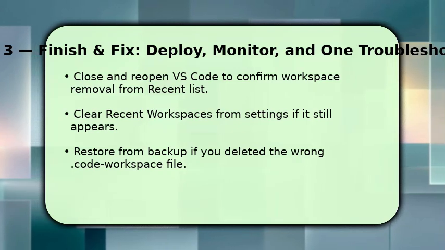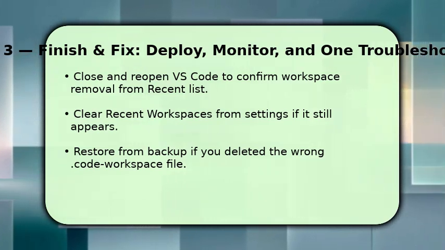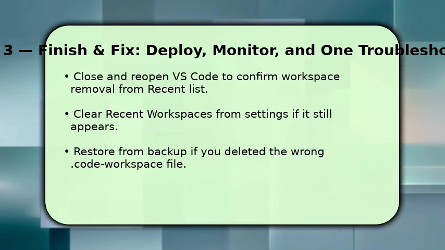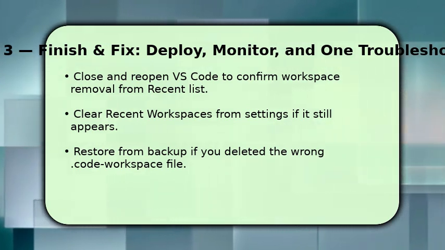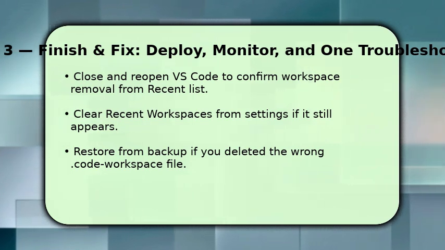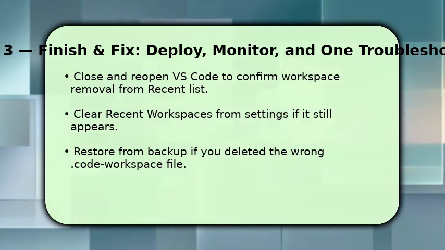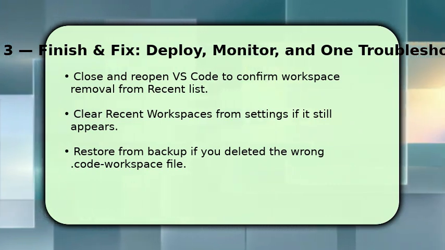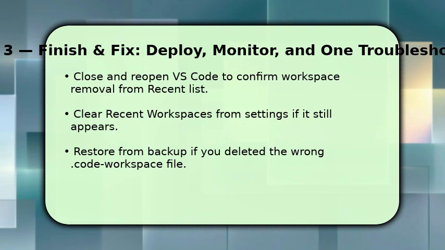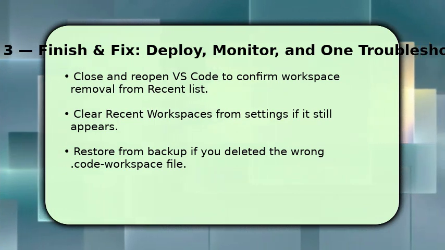To finish, close Visual Studio Code and reopen it to ensure the workspace no longer appears in Recent. If it still shows up, clear the Recent Workspaces list in Settings or remove the leftover path entries from the storage location. If you accidentally deleted the wrong code workspace, restore it from your backup right away. This recovers window layout and workspace settings.